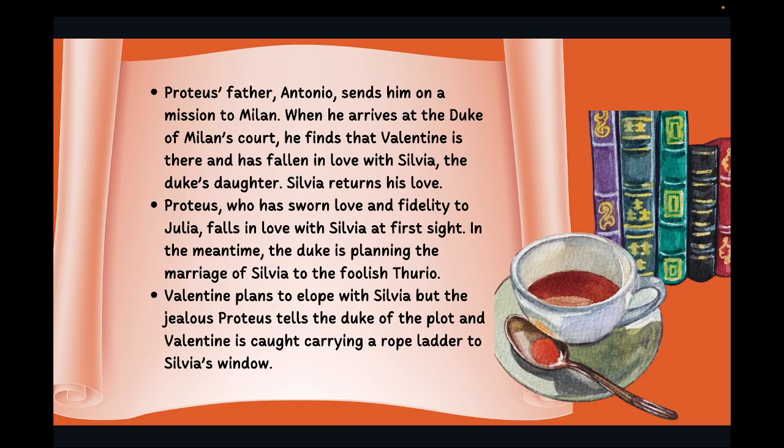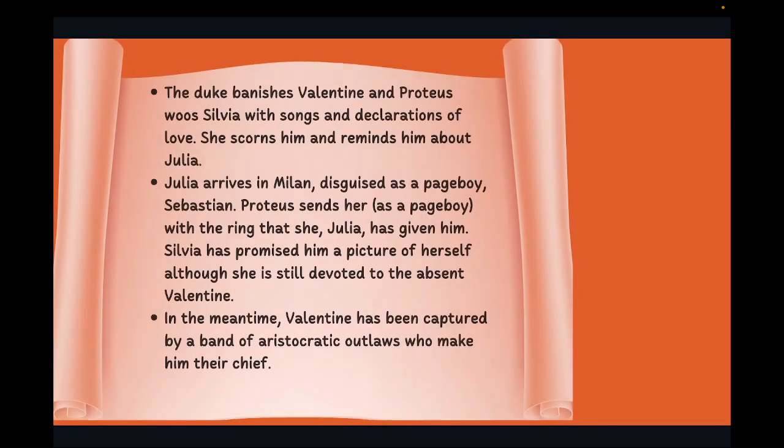When he arrives at the Duke of Milan's court, he finds that Valentine is there and he has fallen in love with Silvia, the Duke's daughter. Silvia also returns his love. Proteus, who has sworn love and fidelity to Julia, also falls in love with Silvia at first sight. In the meantime, the Duke is planning the marriage of Silvia to the foolish Thurio. Now, Valentine plans to elope with Silvia, but Proteus is jealous, so he tells the Duke of the plot, and Valentine is caught carrying a rope ladder to Silvia's window, the oldest trick in the book.